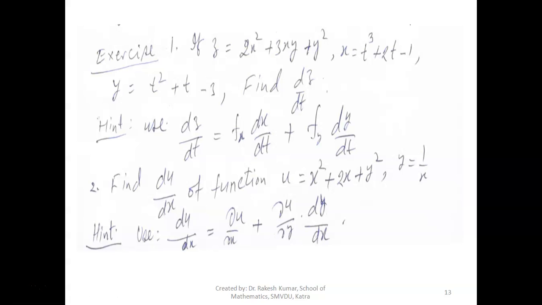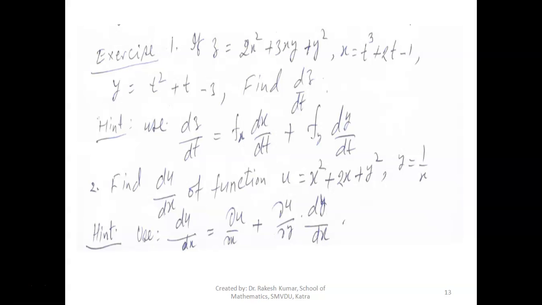Next is some more exercises. If z is equal to 2x squared plus 3xy plus y squared and x is equal to t cube plus 2t minus 1 and y equal to t squared plus t minus 3, then find dz upon dt. So in this case, you can use this formula dz upon dt equal to del f/del x dx upon dt, noted in short by fx dx upon dt, plus fy dy upon dt. So we can find it.